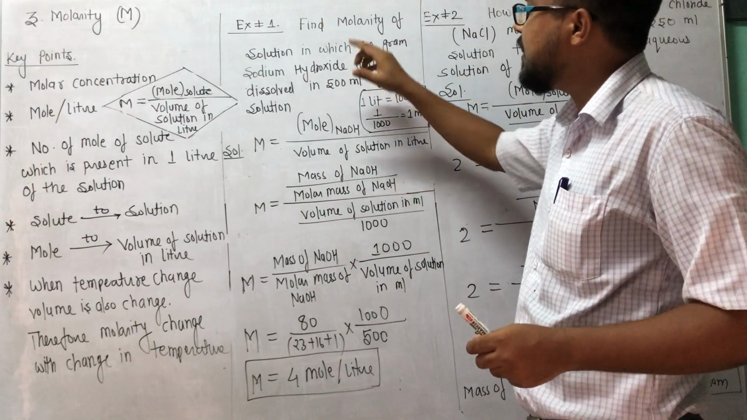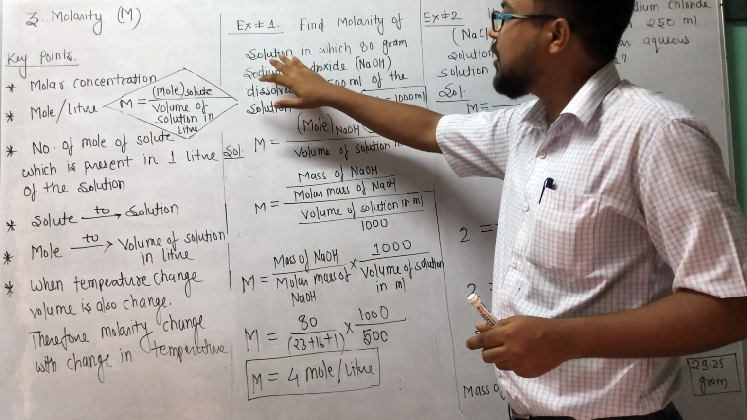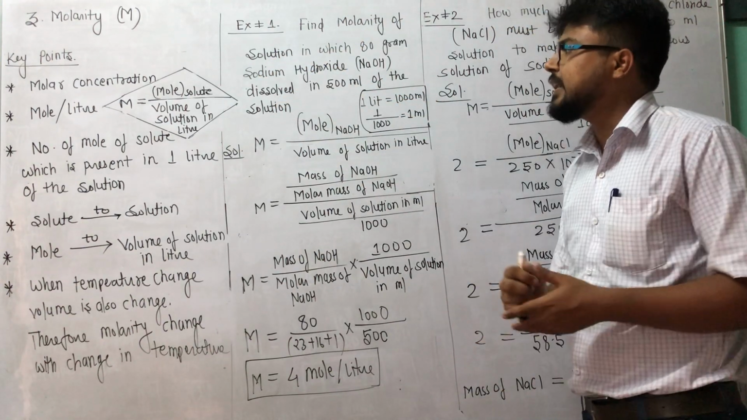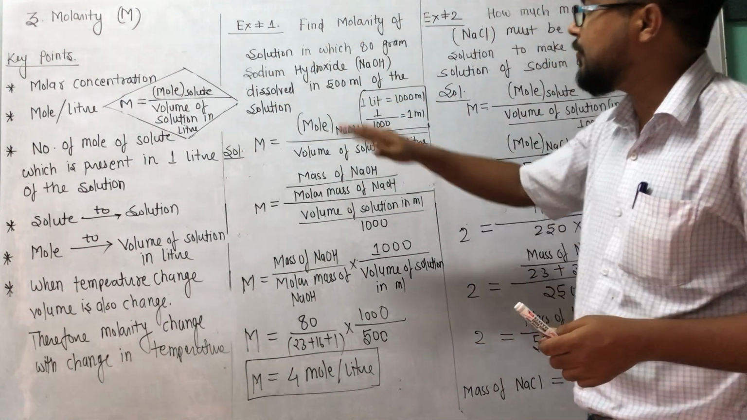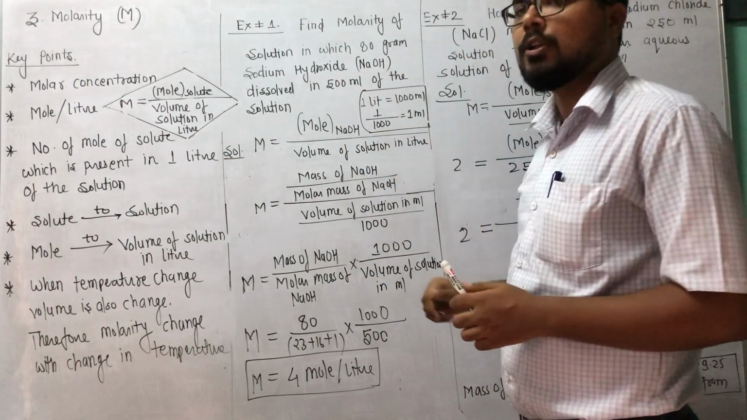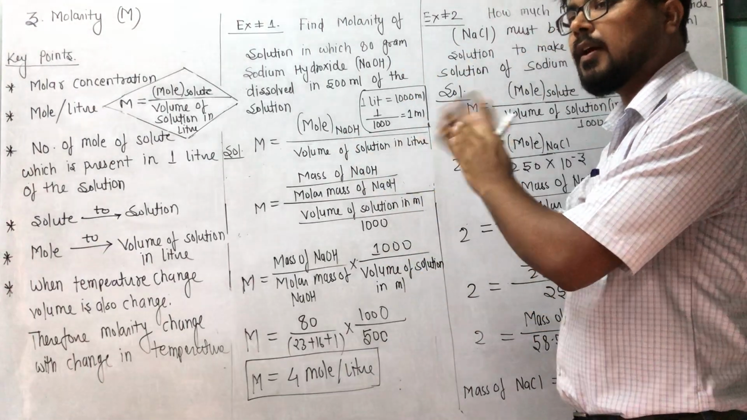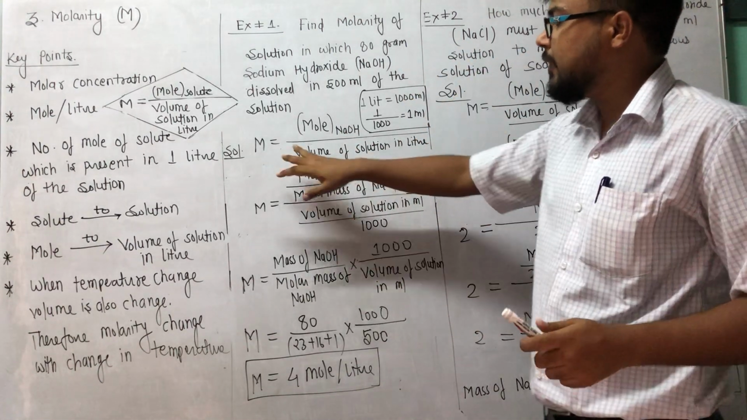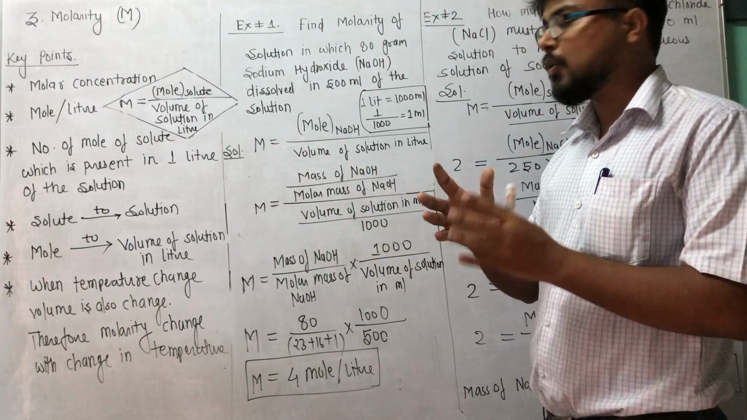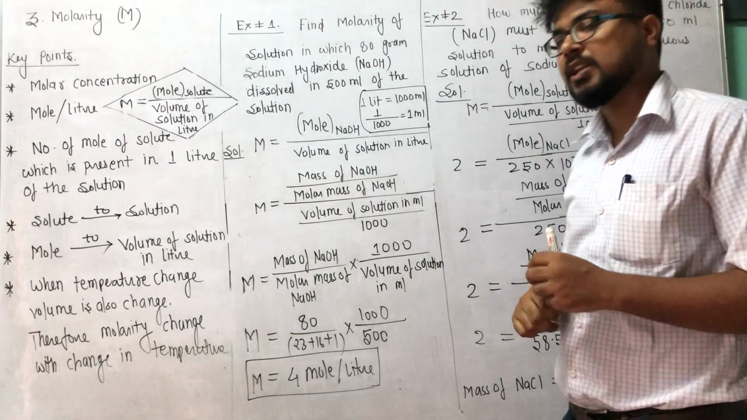Now we are here to calculate this question: we have to find the molarity of the solution in which 80 gram of sodium hydroxide is dissolved in 500 ml of the solution, and sodium hydroxide, NaOH, is the solute. So put all the values in the formula. The formula is M equal to moles of NaOH, that is the solute, divided by volume of solution in liter.